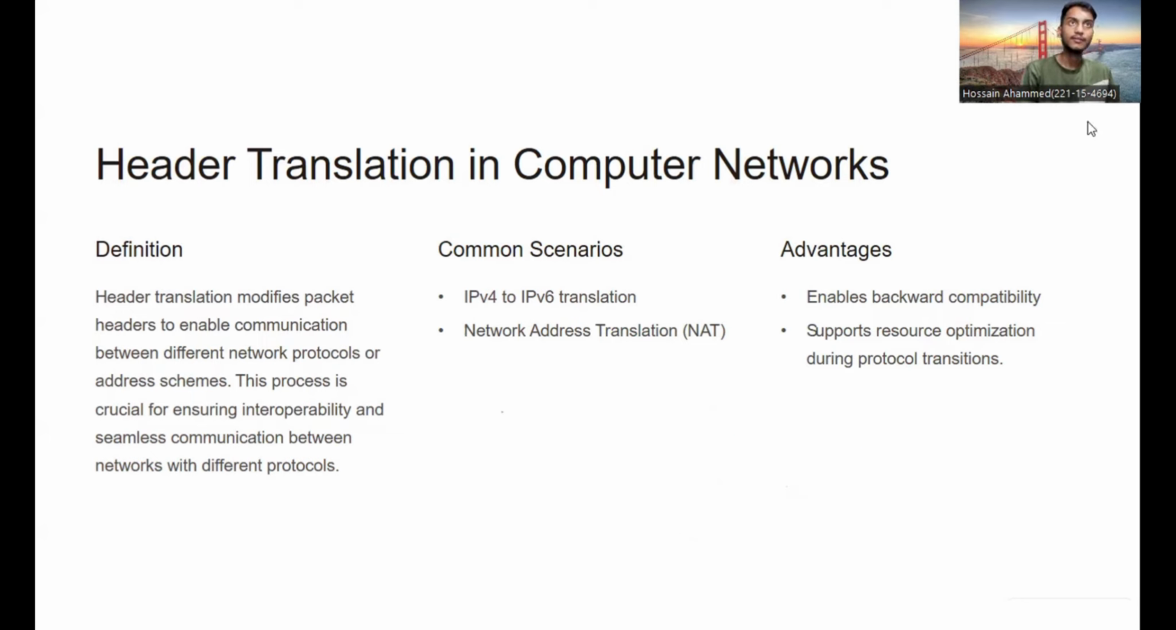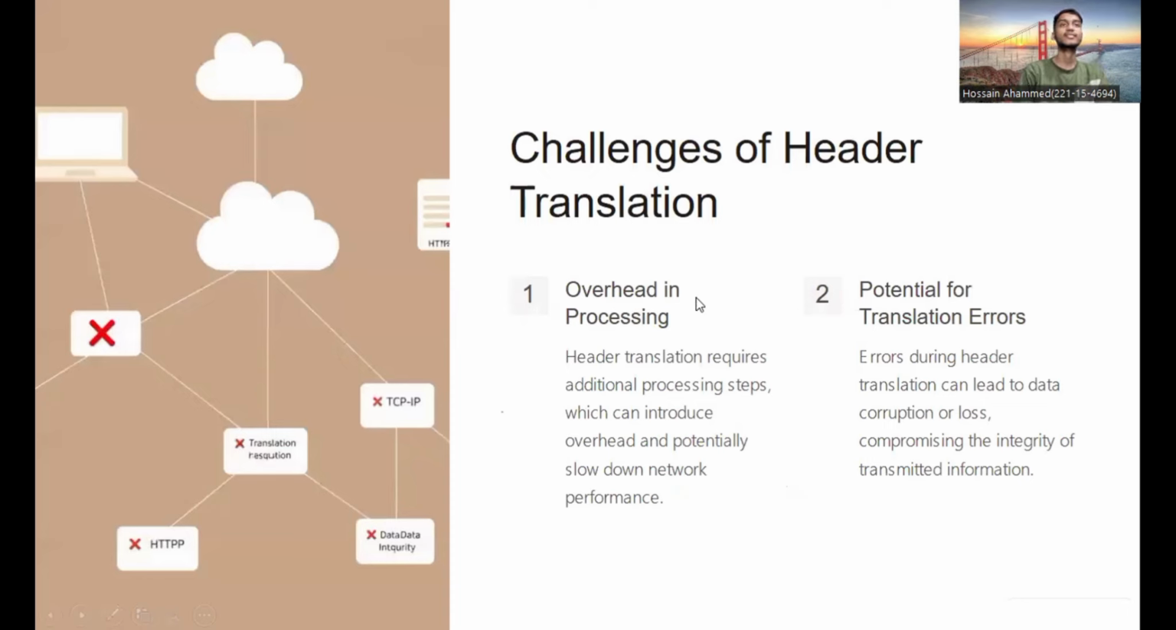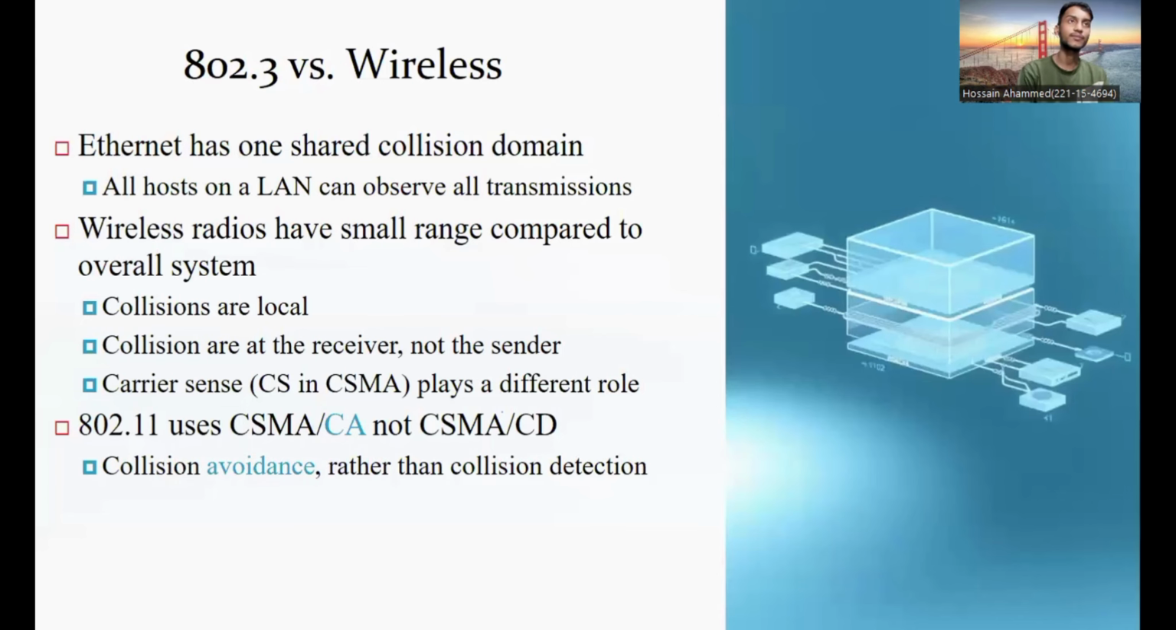Now we see the next slide, challenges of header translations. There are some challenges, such as overhead in processing and the potential for translation errors. Header translation requires additional processing steps, which can introduce overhead and potentially slow network performance. It also has potential for translation errors; errors during header translation can lead to data corruption or loss, compromising the integrity of the translated information.